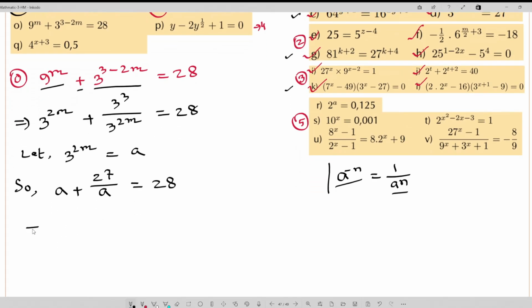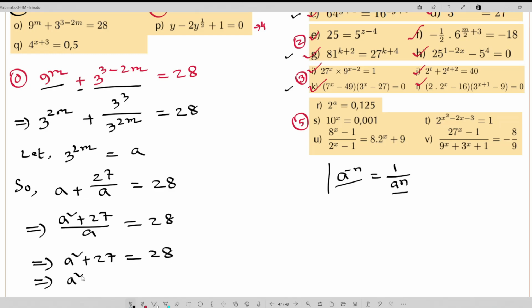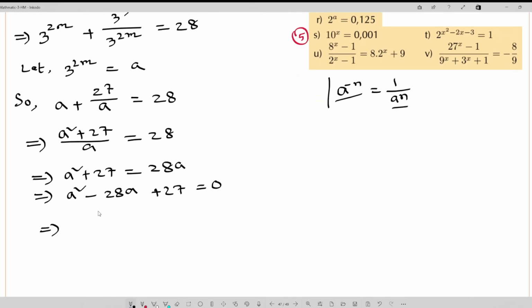Then a square plus 27 divided by a, we are doing LCM, and here is 28. So a square plus 27 equals 28a, or we can write a square minus 28a plus 27 equals 0, right? Then by middle term factor we can write a square minus 27a minus a plus 27 equals 0.